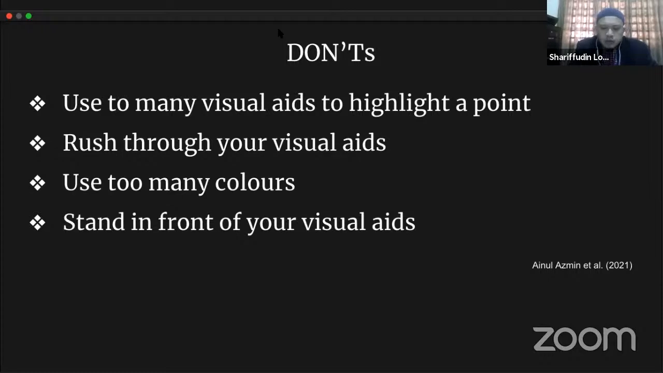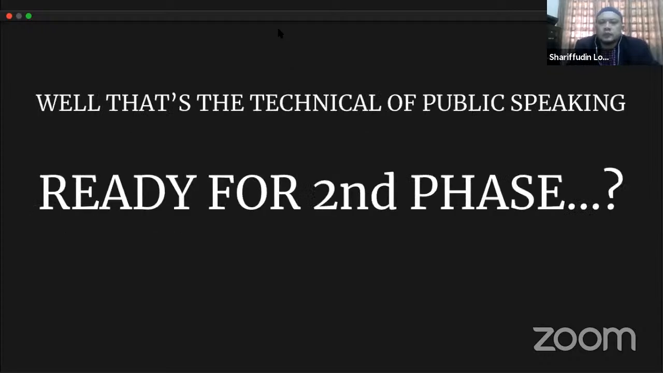And then avoid this. Most annoying thing to me is like, don't stand in front of the projector, don't stand in front of the screen where you are going to produce the shadow, menghalang the visual aid. Okay, all right. Okay, well, that's the technical of the public speaking. So far, any question?